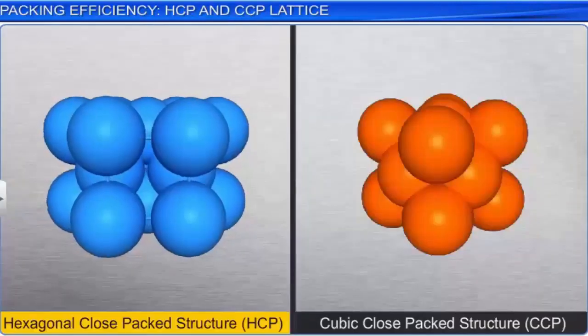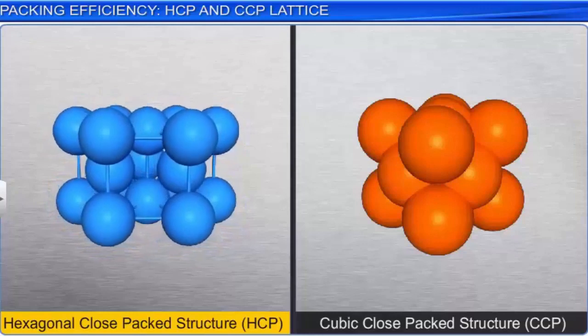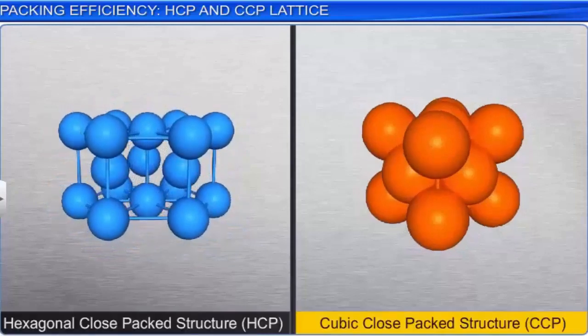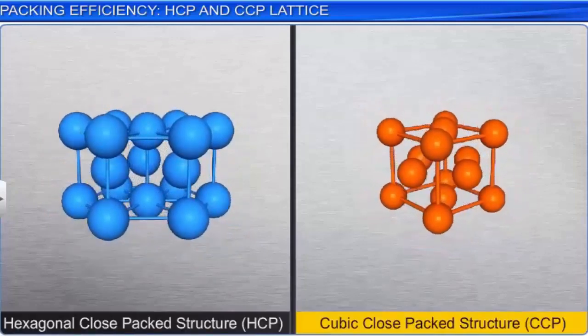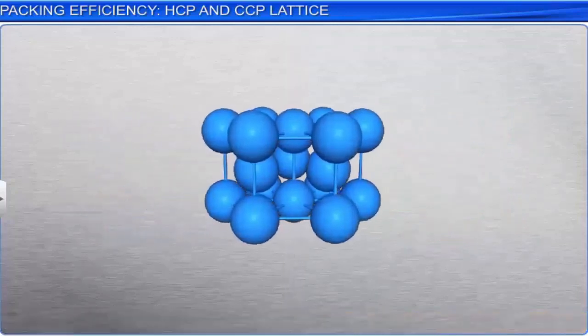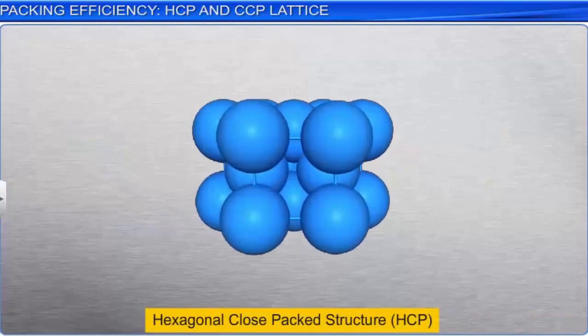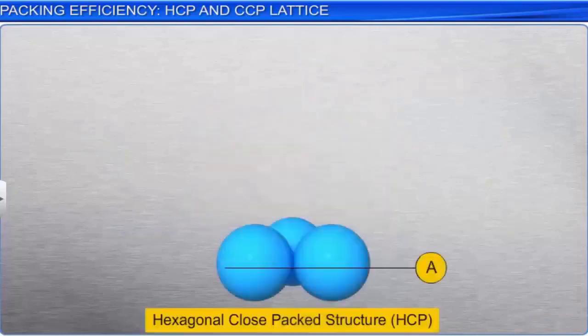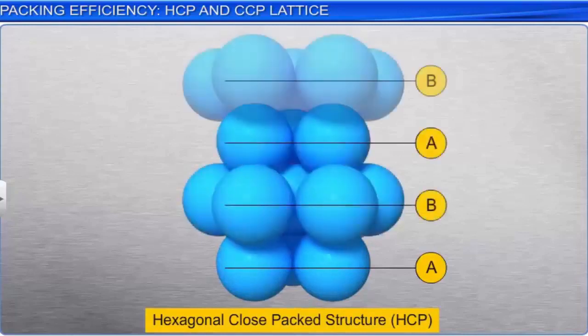You know that HCP stands for hexagonal close packing and CCP for cubic close packing arrangement of particles. Now let us study hexagonal close packing. In this arrangement, the spheres are closely packed in successive layers in the AB type of arrangement, as shown here.